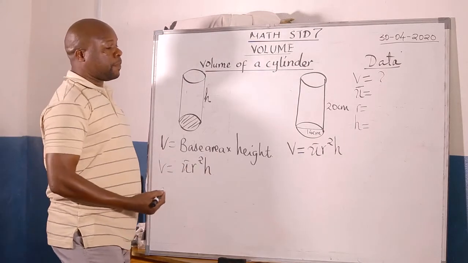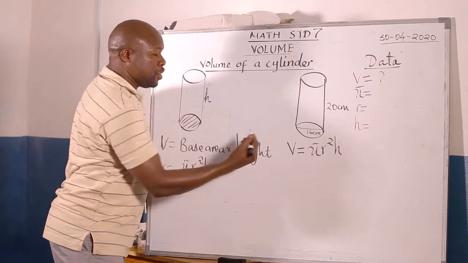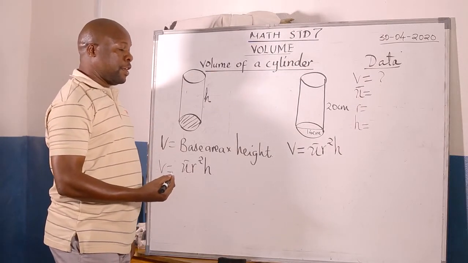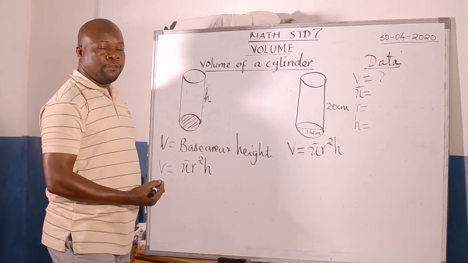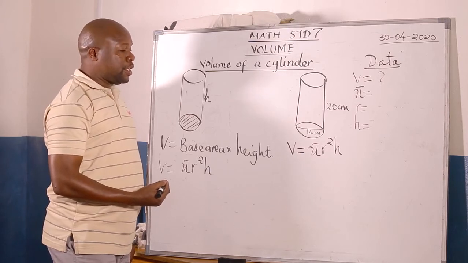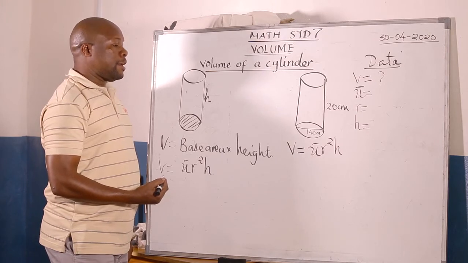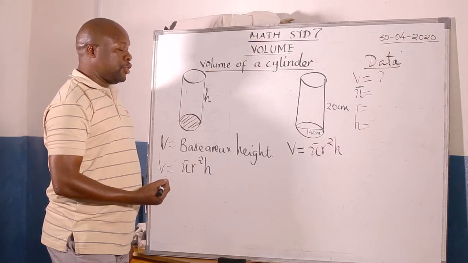In this case here, is 14 a multiple of 7, or is 14 divisible by 7? Dear viewer, 14 is a multiple of 7. That means that 7 can go into 14 without any remainder.